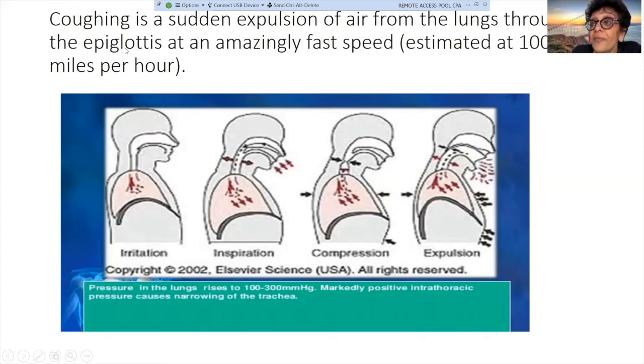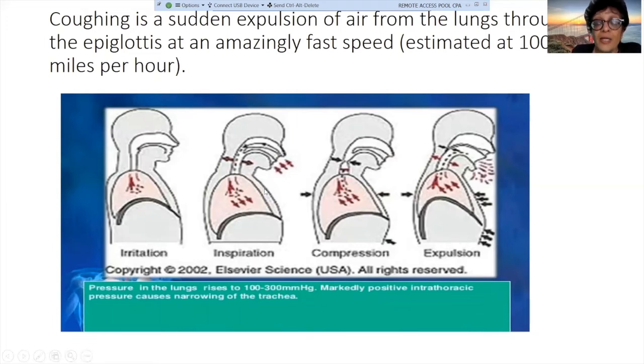The other function of the respiratory system is to cough. So what is coughing? Coughing is a sudden expulsion of air from the lungs through the epiglottis, through the glottis, the vocal cords, at a very high speed, so that it can eliminate any secretions accumulating in the airways. Normally in our airways, we have a lot of glands that can produce mucus in response to any irritation or infection. We need to keep these airways clear so air can flow in and out, and also because these secretions can become a nidus of infection.